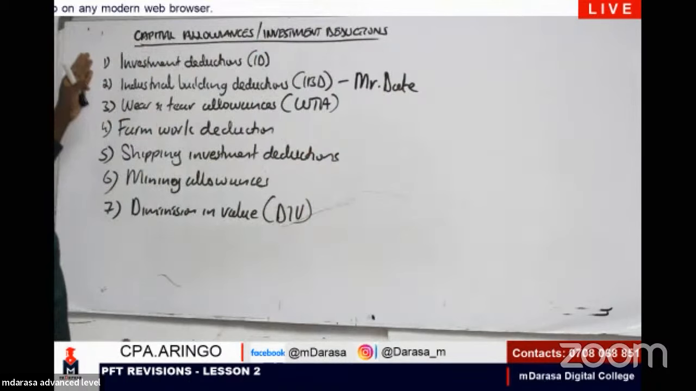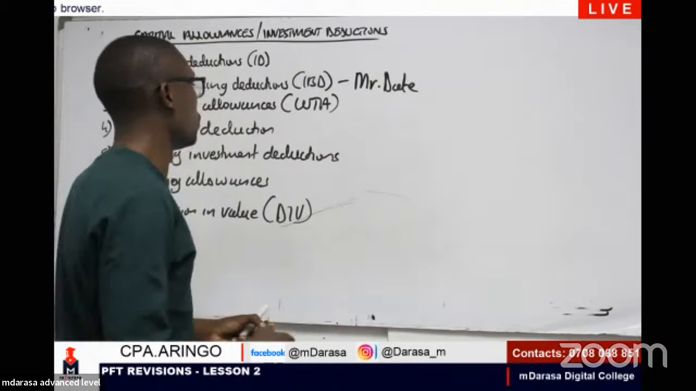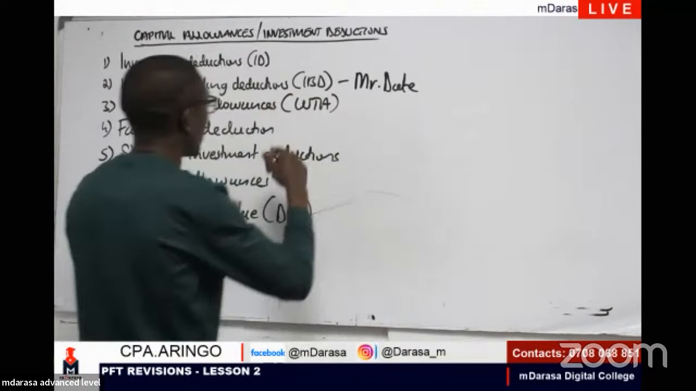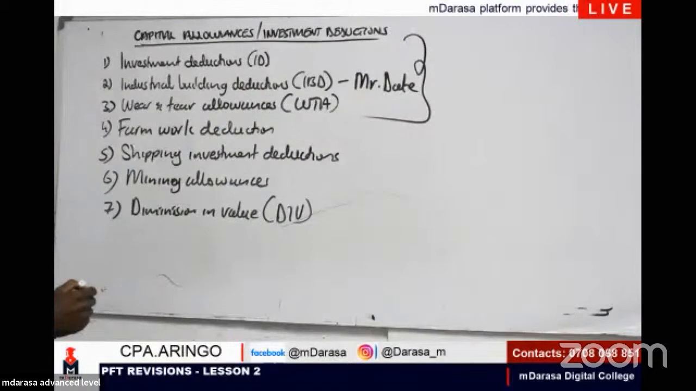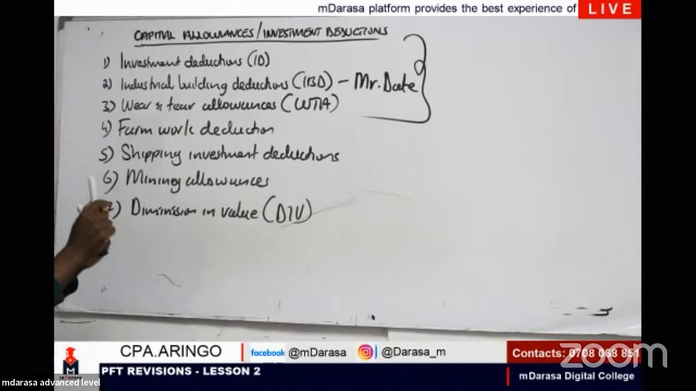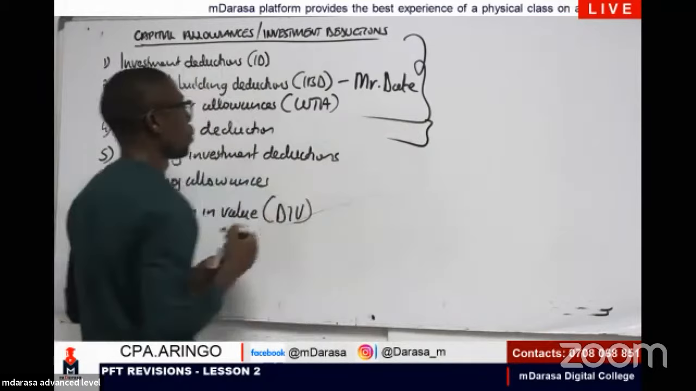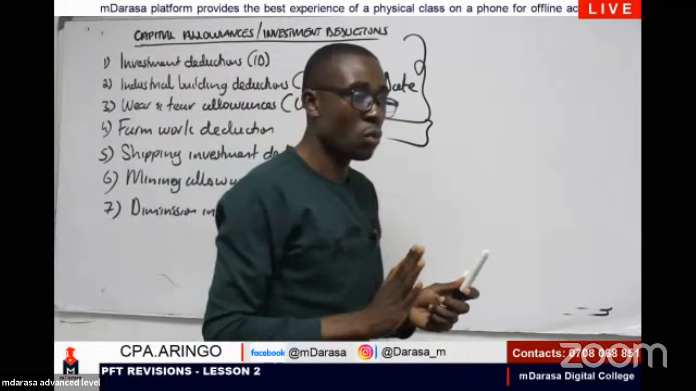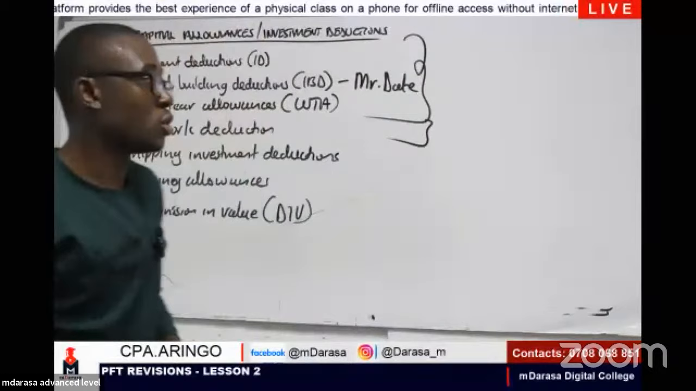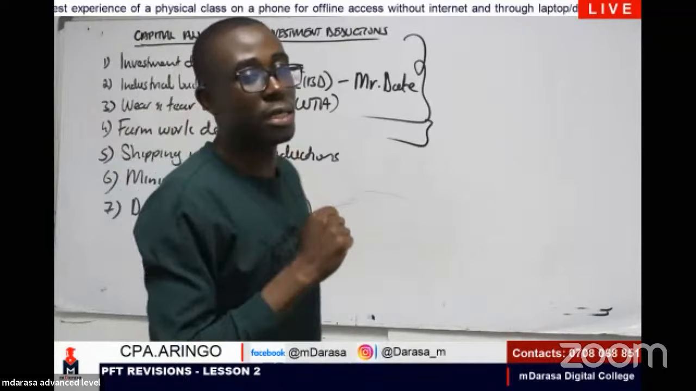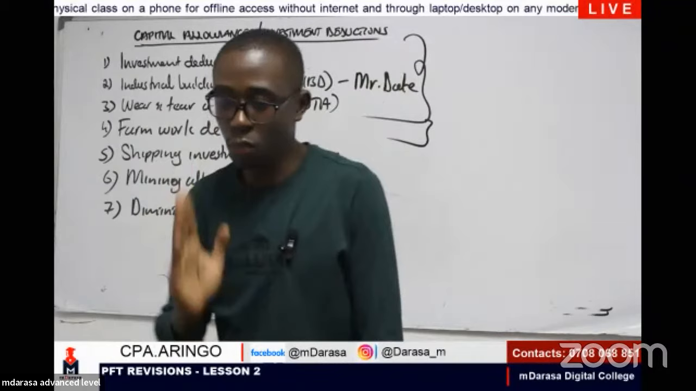So as much as you are talking about all these components of investment deductions, the commonly tested areas for the purpose of your exams are investment deduction, IBD, wear and tear allowances, as well as farm work deduction, which nowadays is also quite common. So these are the four main items that by the time you are through with the concept of investment deductions, or rather capital allowances, you should be very good on. After we have listed that, my good students, I want us to dissect, starting from the first component, which is ID.